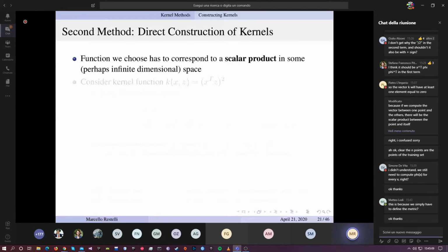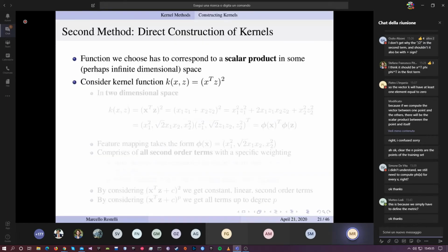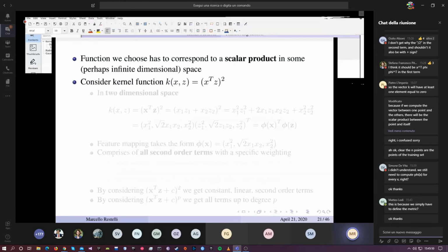The second method is the interesting one, because the previous one is not interesting: to compute the kernel, you have to compute the scalar product between features. But this is useless, because if you are able to compute the features, you can use a parametric method. This other one tries to directly construct your kernels. For instance, suppose that you have this kernel function here. You decide that you want to use the scalar product between the input points, squared. And then you ask yourself, is this a valid kernel, yes or no?